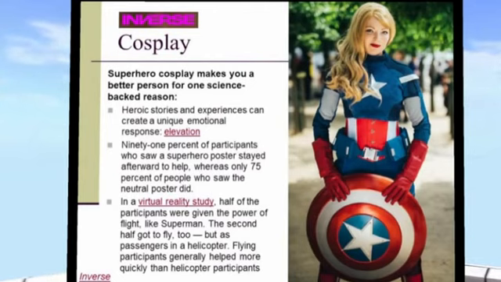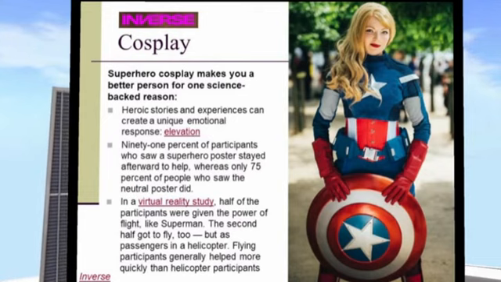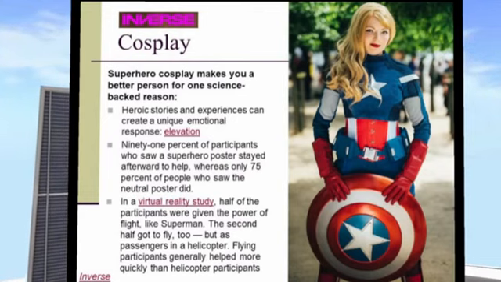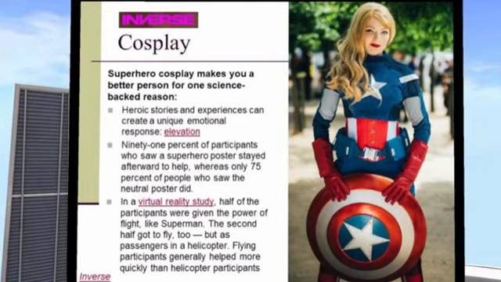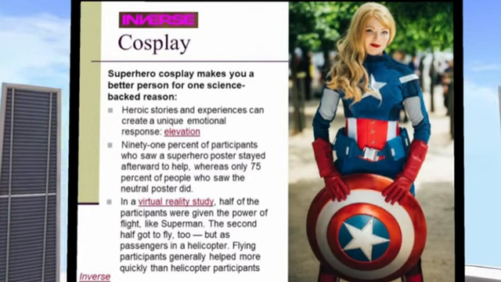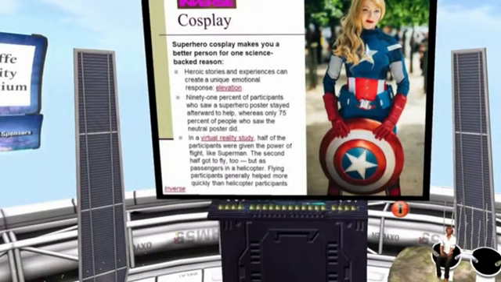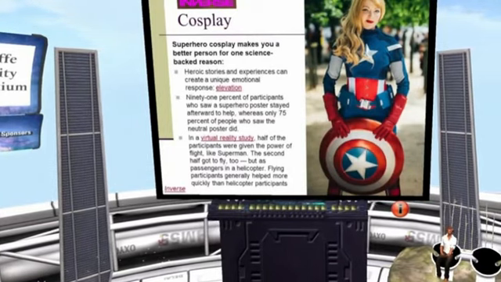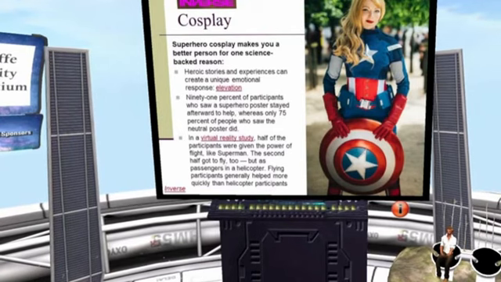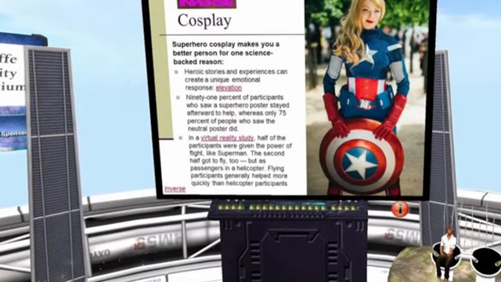Such visualizations and imaginings can be more than educational. They can also be foundational and formational. It's a low-stakes experience with modeling behavior. Here's an interesting article on cosplay and the power of pretend, and it tells how heroic stories and pretend experiences can create an emotional response of elevation. And there's a link on this slide if you want to dig into that deeper.